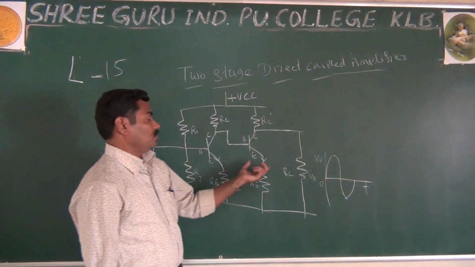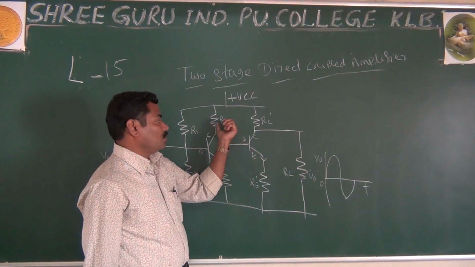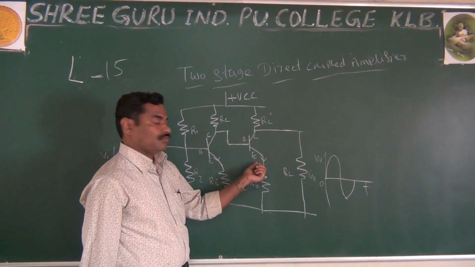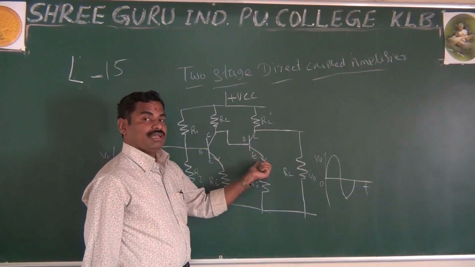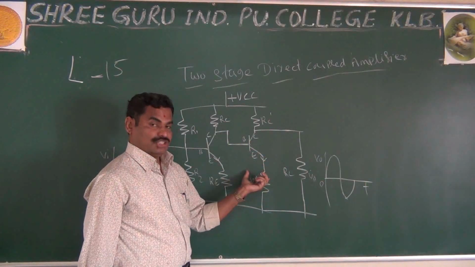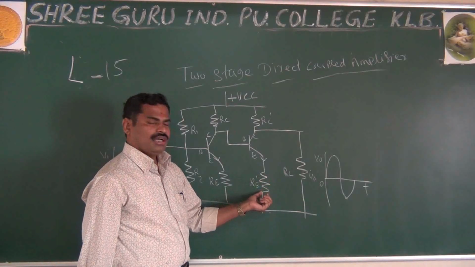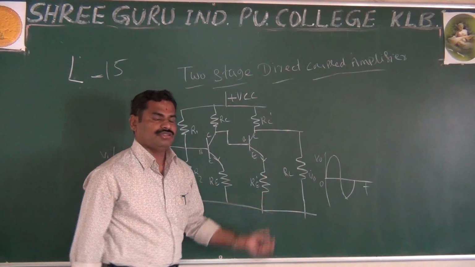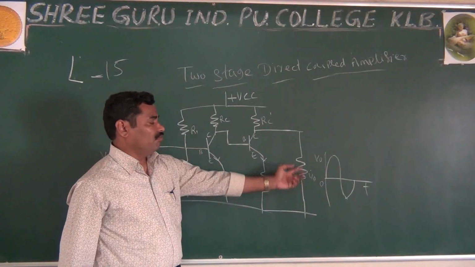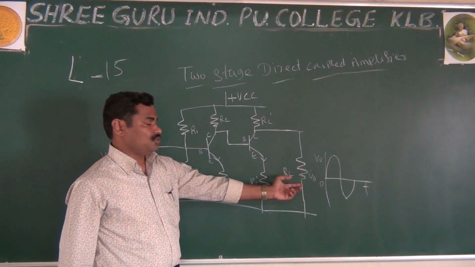For the second stage, what is the biasing? This RC will give you the biasing. It is also called base bias. The RC resistor acts for the biasing of the second stage. And here we are using RE for the stability of the Q point. And here you are measuring the output across the RL.